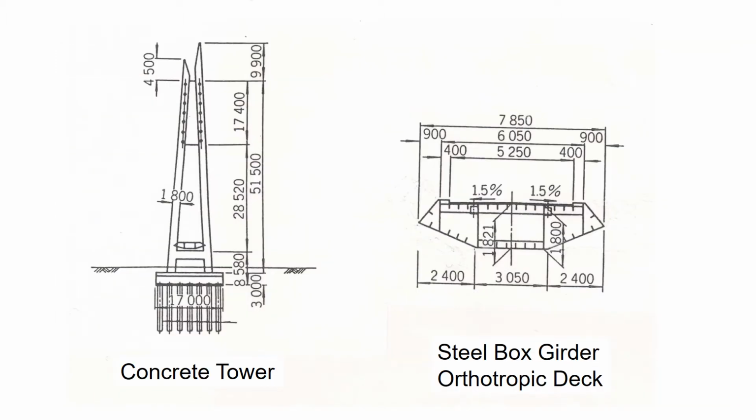The tower is made of concrete, 61 meters high. The girder is a steel box girder with an orthotropic deck, 6 meters wide and 1.8 meters high. The bridge is long but has a narrow deck. Narrow and long is a key word of this dynamic problem.